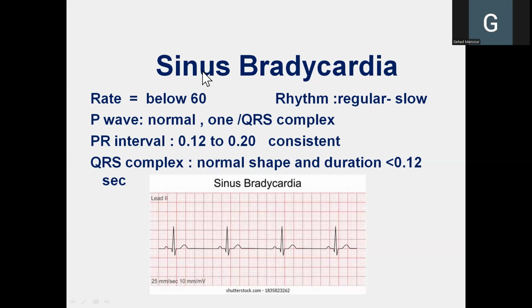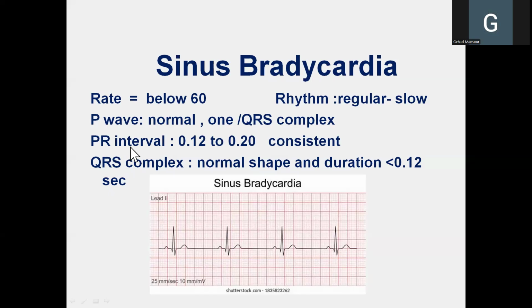Similarly, because it is a sinus rhythm, then it is normally transmitted from the atrium to the ventricle across the AV node, and every P wave will be followed by a QRS complex. Why? Because every atrial depolarization will be followed by a ventricular depolarization.